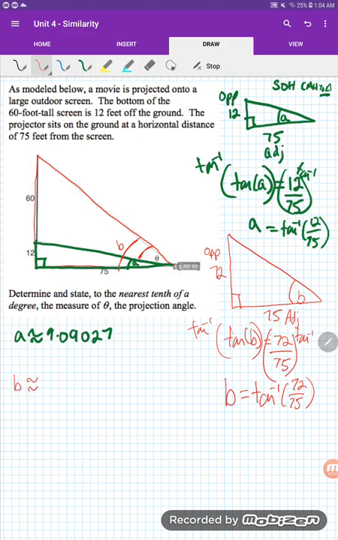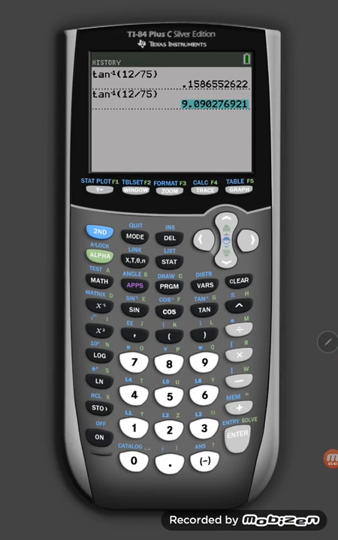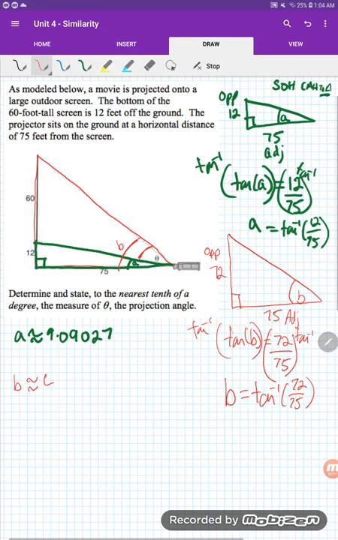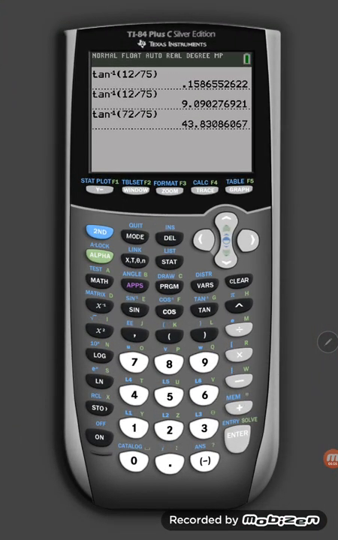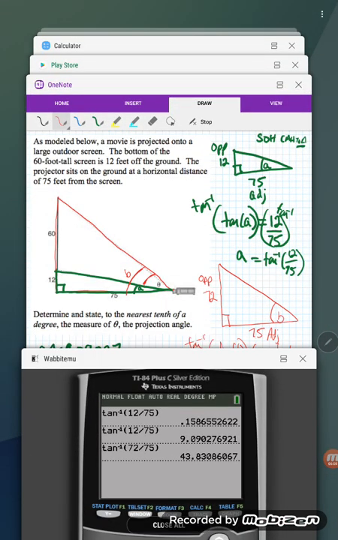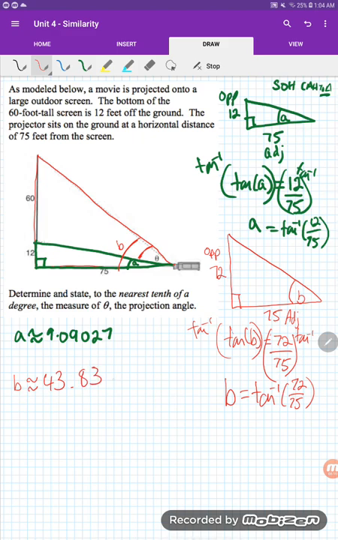So this is the inverse tan of 72 over 75. And you get 43.83086. 43 point what? 83086. Okay, so I didn't even round.